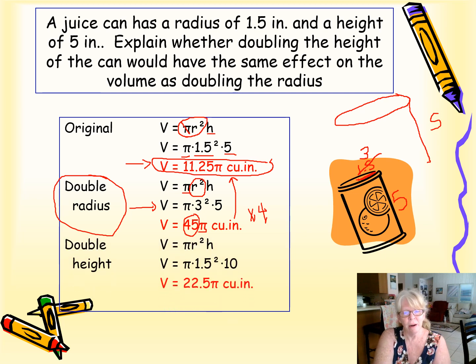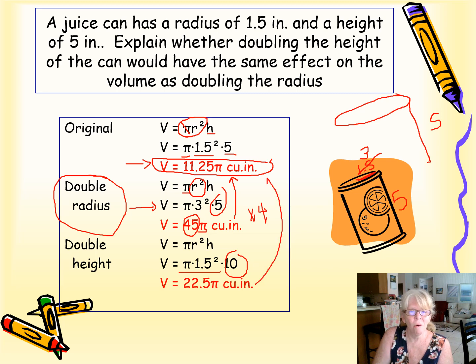And then if you look here, doubling the height, and I won't even go through all this, but if we double the height but leave the radius alone, now it is 2 times greater. That's it. Okay, so you have to try them in order to truly see. So that word double can be deceiving.